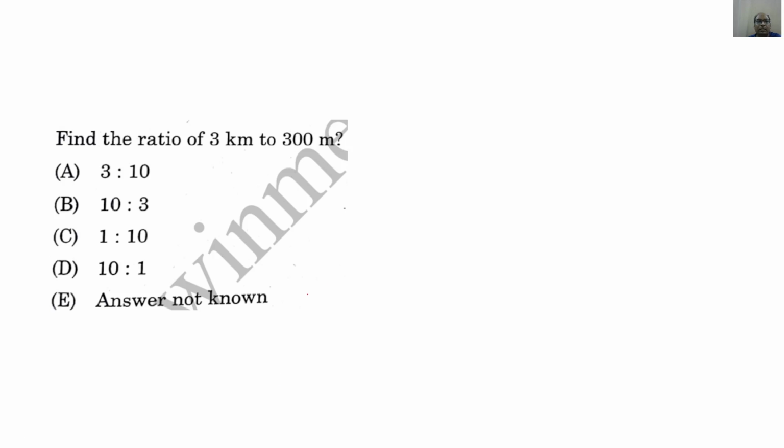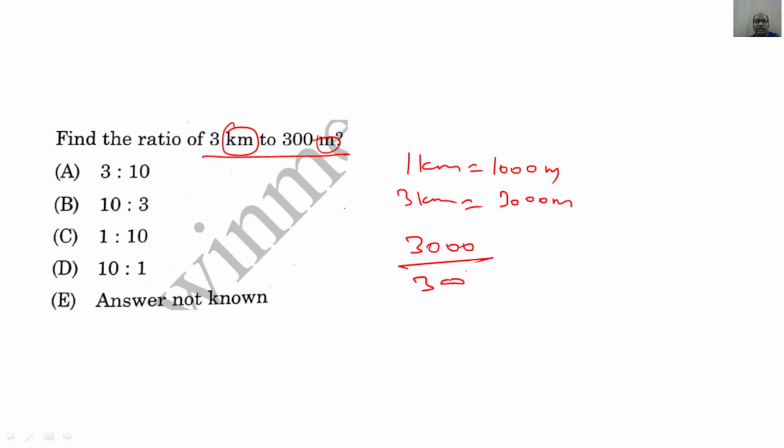Fine. Find the ratio of 3 kilometer to 300 meter. So we have to take into consideration that here kilometer is there, here meter is there. Either we have to convert this kilometer to meter, or this meter can be converted to kilometer. So it's easy, 1 kilometer is equal to 1000 meter. So 3 kilometer is equal to 3000 meter. So 3000 divided by 300. These two zeros will get cancelled, and it is becoming 10 is to 1.